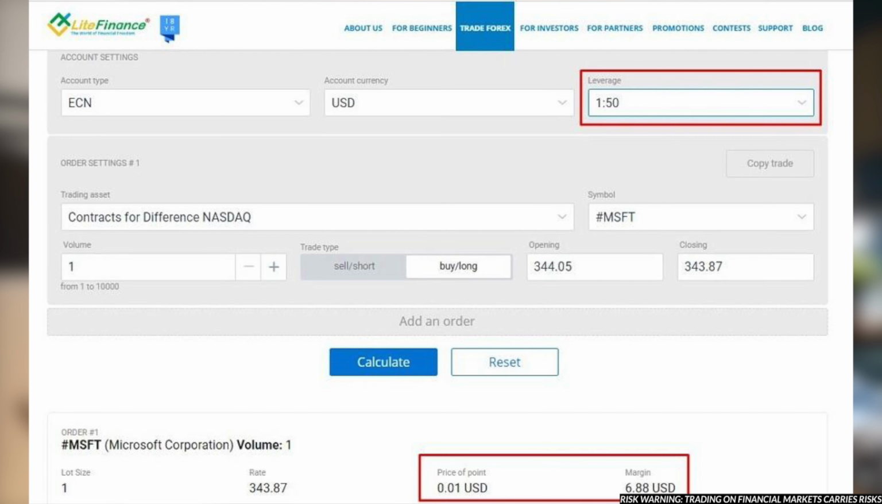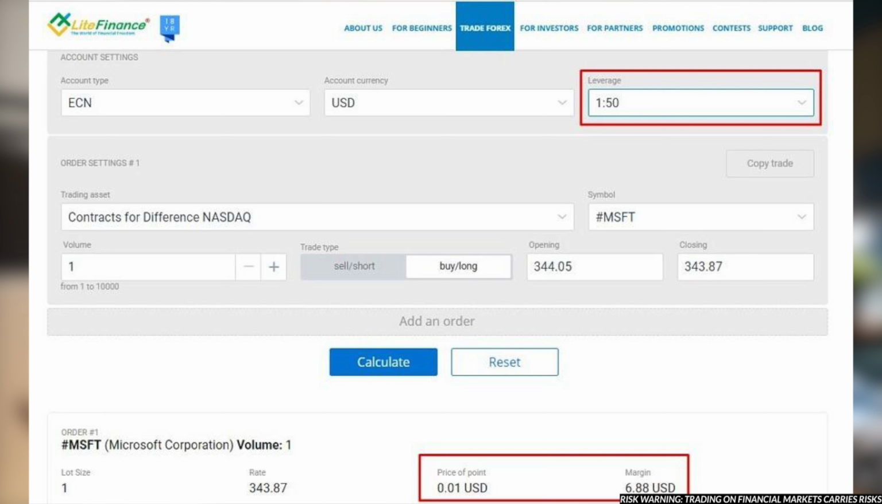Margin is an amount blocked by a broker at the opening of a trade. Without leverage, a broker blocks the full trade cost. With leverage, a broker only blocks a part of it. So, use the calculator to compute margin and the 1 point cost. Type in a trading asset, a trading volume, and trading leverage.